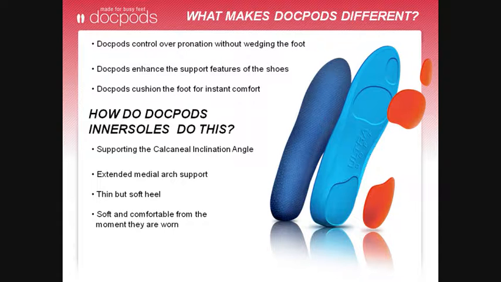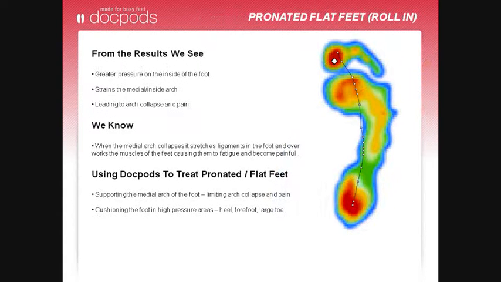Let's take a look at 3 common footprint images and how these relate to the use of our inner soles. The first footprint image is for a typically pronated foot. From the footprint results, we can see that there's greater pressure on the inside or medial part of the foot. This strains the medial or inside arch of the foot and leads to arch collapse and foot pain. So using our inner soles to treat pronated or flat feet, they support the entire medial arch of the foot, and this limits arch collapse and foot pain, and they also cushion the entire foot.